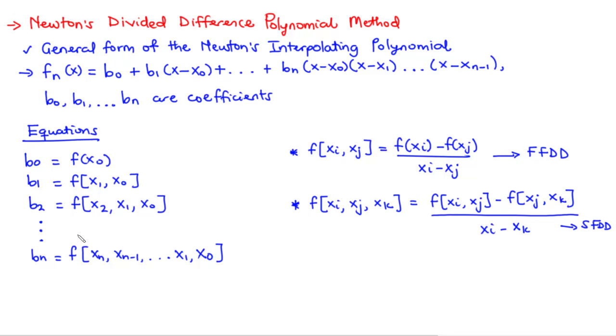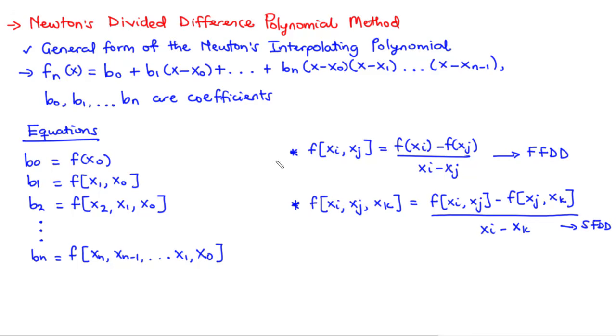So for the first equation, we have b0 equals f of x0. We have b1, that is the second one, b1 equals f of [x1, x0] in a square bracket. We have b2 equals f of [x2, x1, x0] also in a square bracket, through to bn equals f of [xn, xn minus 1, through x1, x0] also in a square bracket. Now the bracketed function evaluations are said to be finite divided differences.